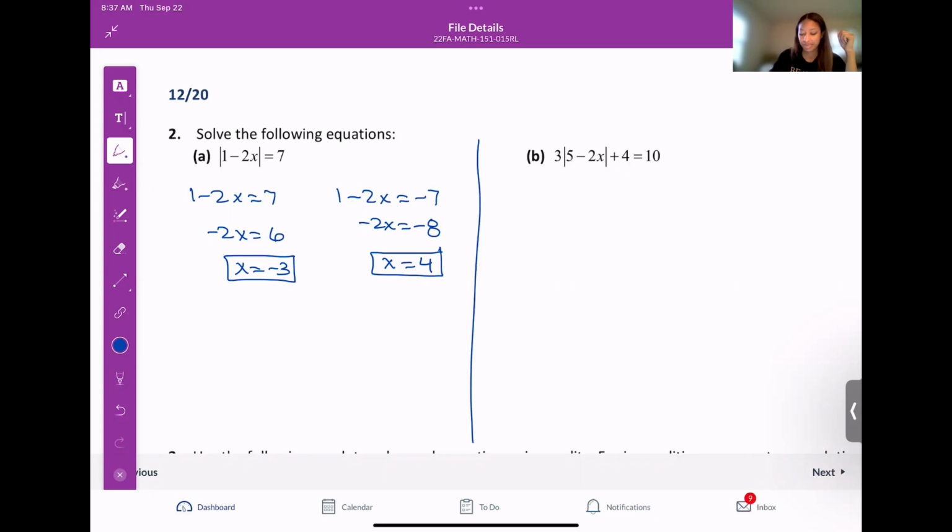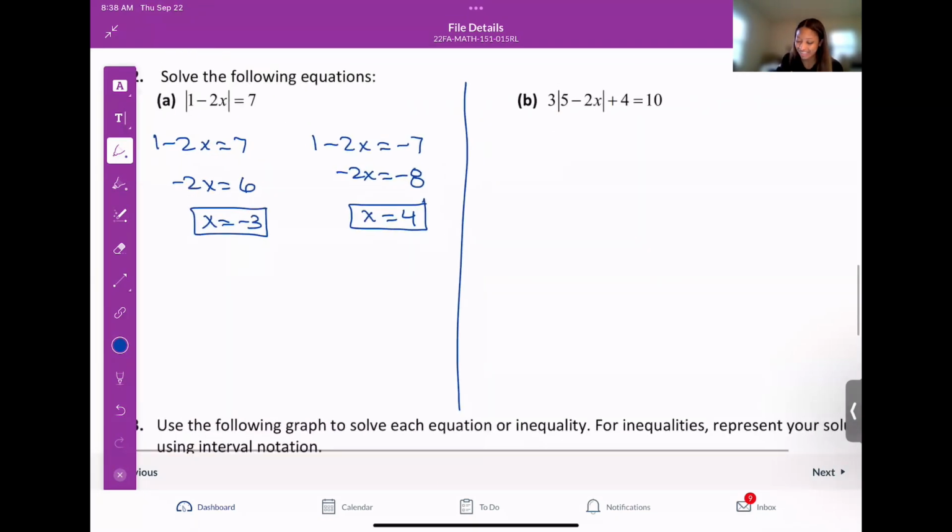All right. Then for part B, we have to do a little bit of work before we can isolate the absolute value term. I keep saying exponential when I mean absolute value. It's my second time with that mistake. I won't make it again today. All right. The absolute value term needs to be isolated. We'll subtract 4 from both sides. That gives us 3 times the absolute value of 5 minus 2x equals 6.